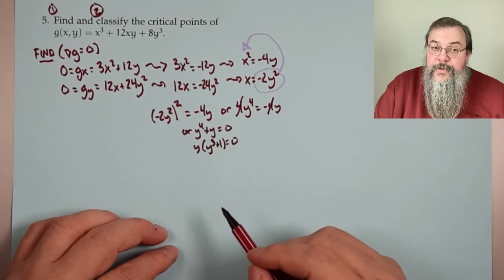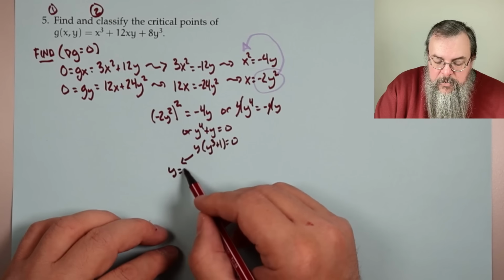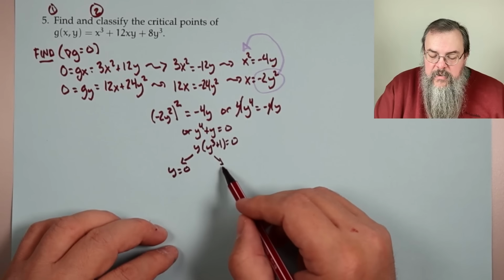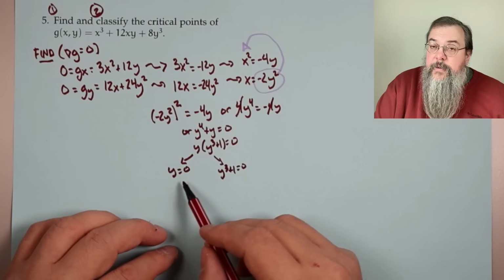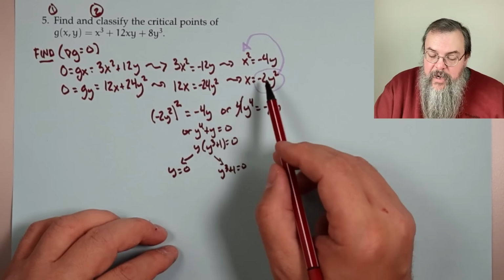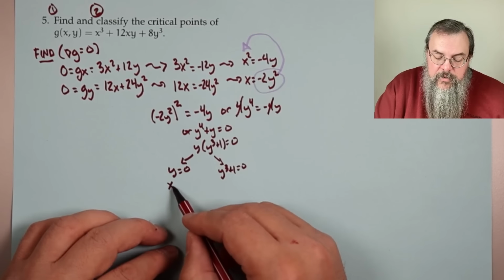Now, two possibilities. One possibility is y equals 0. The other possibility is that y cubed plus 1 equals 0. Well, if y equals 0, then y equals 0. And remember, x is minus 2y squared. So if y equals 0, x equals 0.